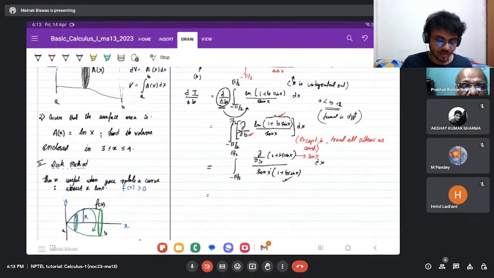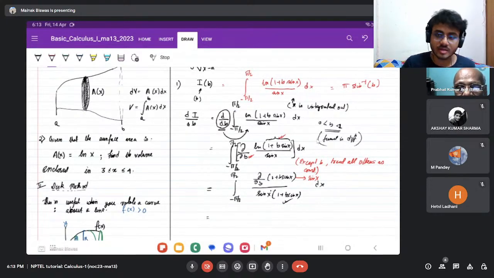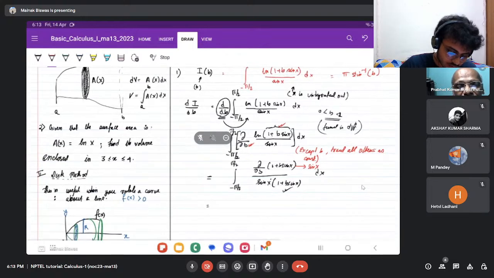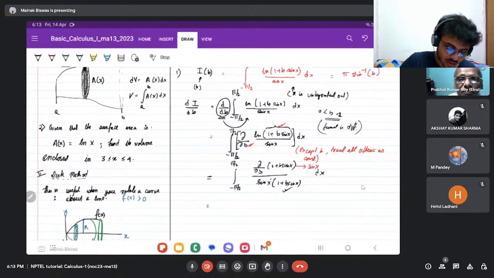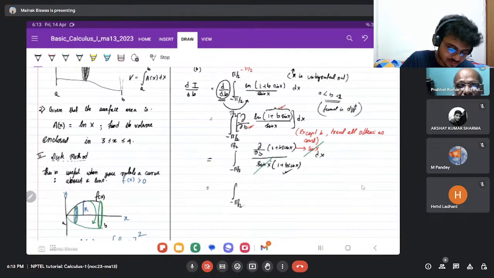I see no one else replying. So is it okay, or should we proceed, or is this the only step? After this it becomes a normal integral problem. Okay, so you are not asking, I hope you understood. So this sin x and sin x will be cancelled, and you will be left with 1 plus b sin x dx.